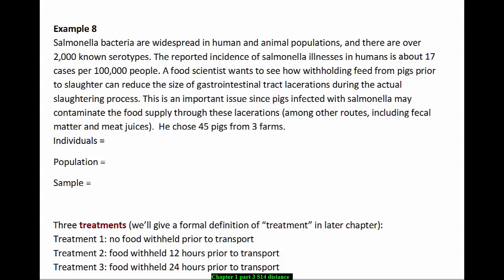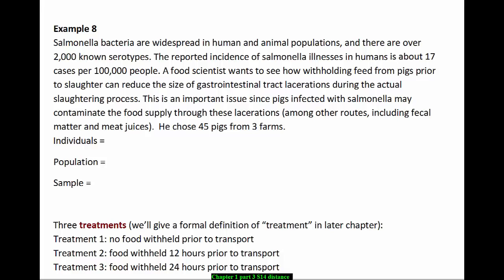A food scientist wants to see how withholding feed from pigs prior to slaughter can reduce the size of gastrointestinal tract lacerations during the actual slaughtering process. This is an important issue since pigs infected with salmonella may contaminate the food supply through these lacerations, among other routes including fecal matter and meat juices. He chose 45 pigs from 3 farms.